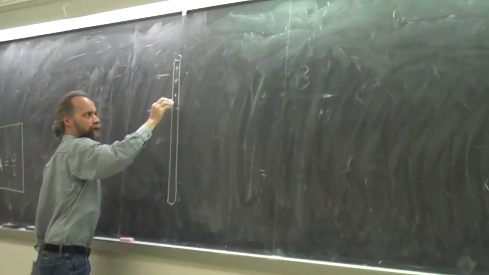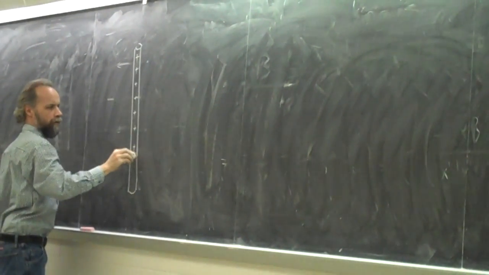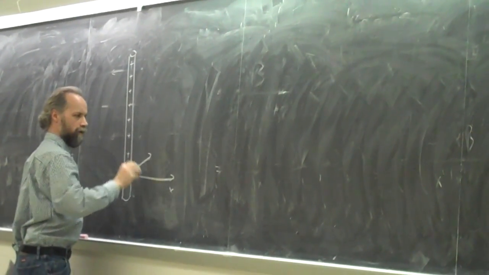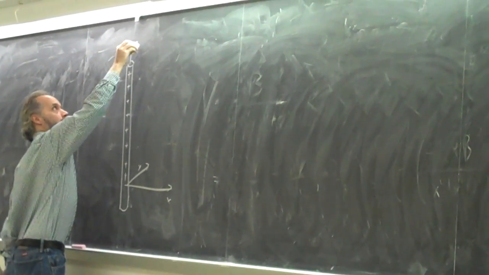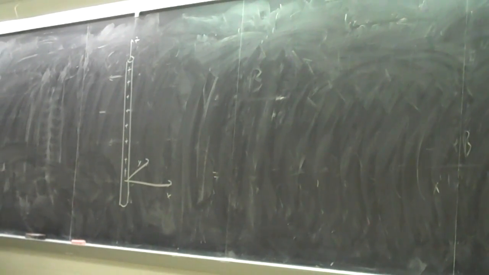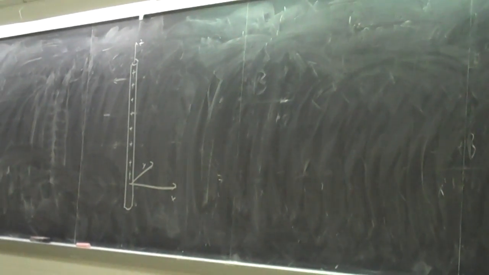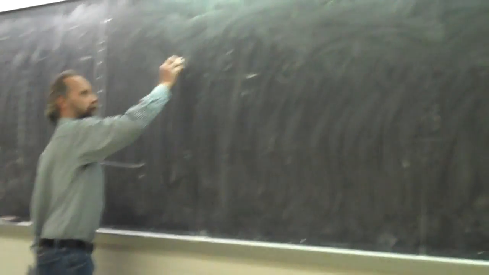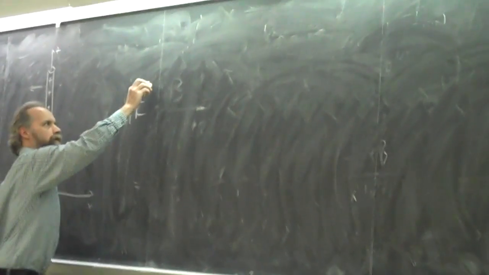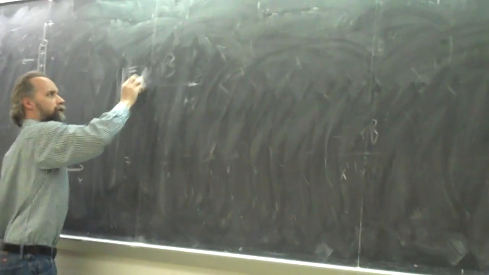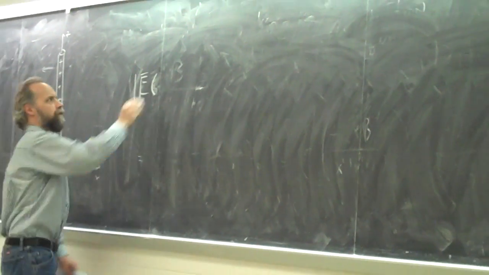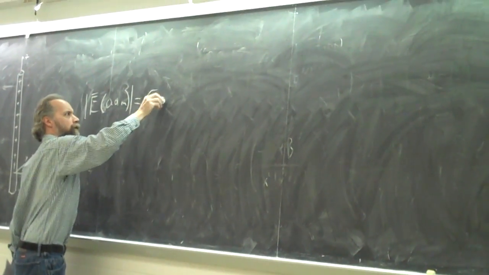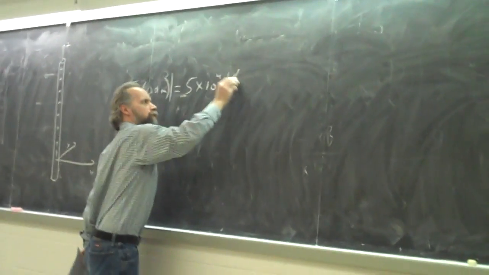So I'm saying it's a positive charge oriented in the z direction. Let's draw an x and a y axis, and z is coming out at the top. It says at a distance of 0.01 meters, the field is 5 times 10 to the fourth. So the magnitude of the electric field at 0.01 meters equals 5 times 10 to the fourth volts per meter.